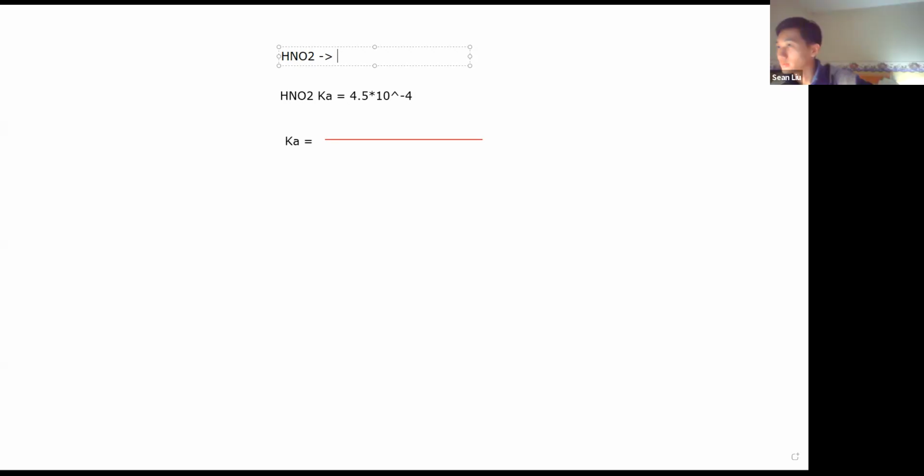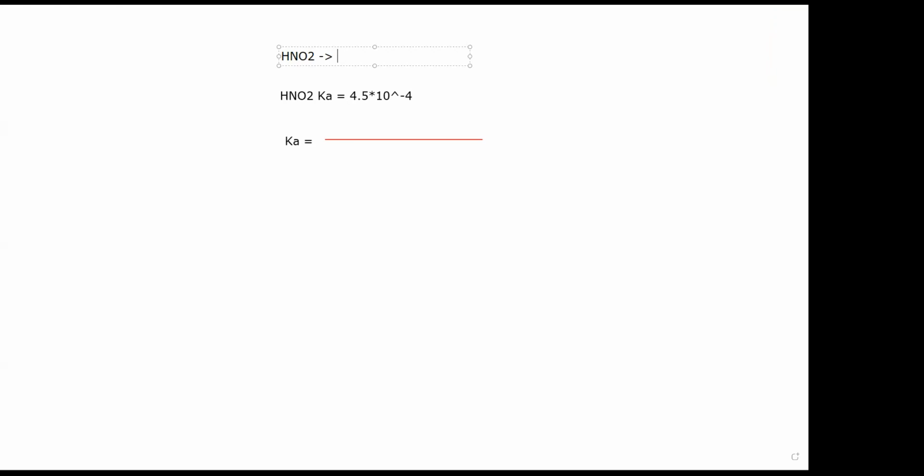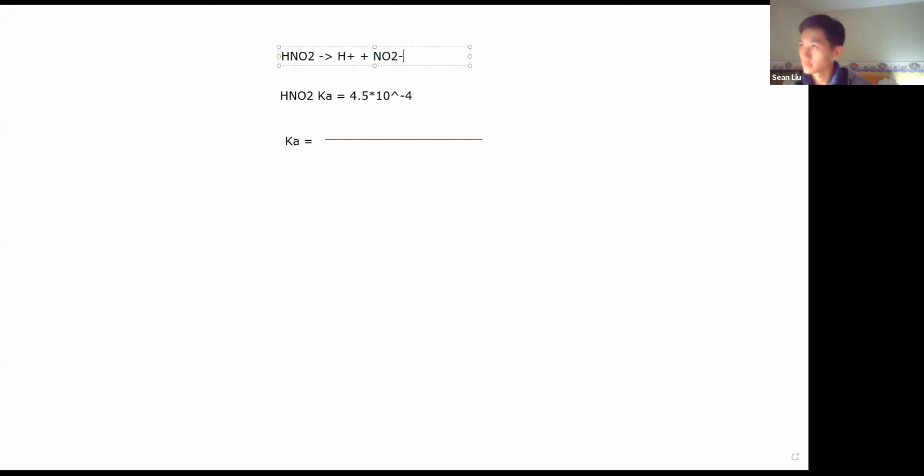So what would be our product? The product would be H plus and NO2 minus. So this is going to be our acid statements. This is something you guys are going to need if you're looking to do AP or USNCO. Being able to write these pretty easily is going to be important, so it's good to get some practice now. HNO2 would separate into H plus and NO2 minus.